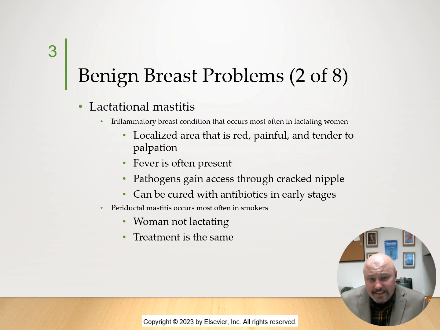The next would be lactational mastitis. This is an inflammatory breast condition that occurs most often in lactating women. It presents as a localized area that's red, painful, and tender to palpation, with a fever often being present. Pathogens gain access through the cracked nipple, and this can be cured with antibiotics in the early stages.